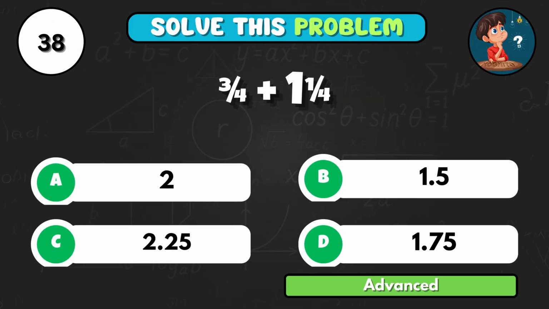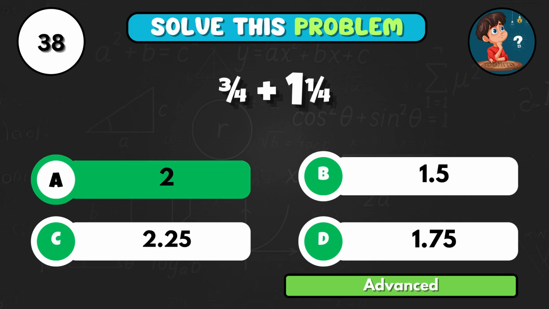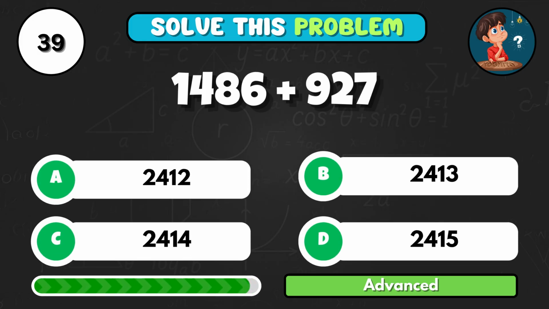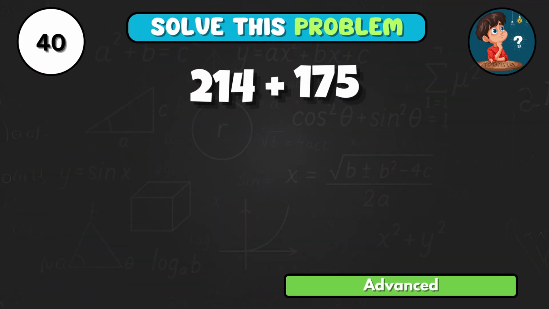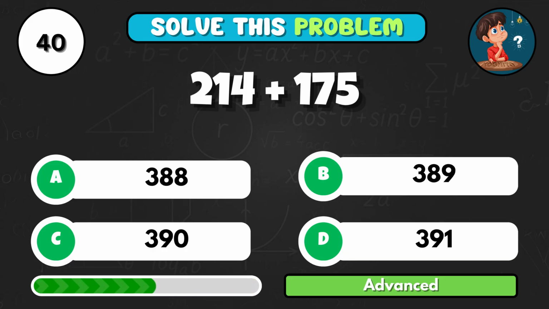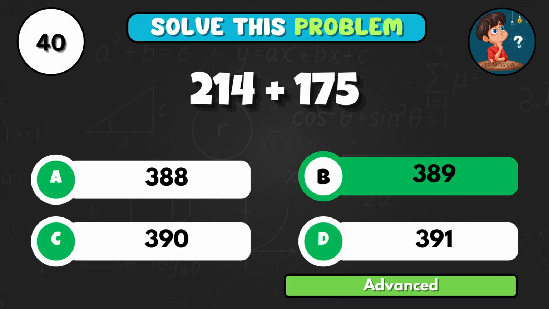3/4 combined with 1 1/4 makes... Option A again, that's 2. 1,486 added to 927 totals... Option B is correct. You get 2,413. 214 plus 175 equals... The right choice is B. That's 389.